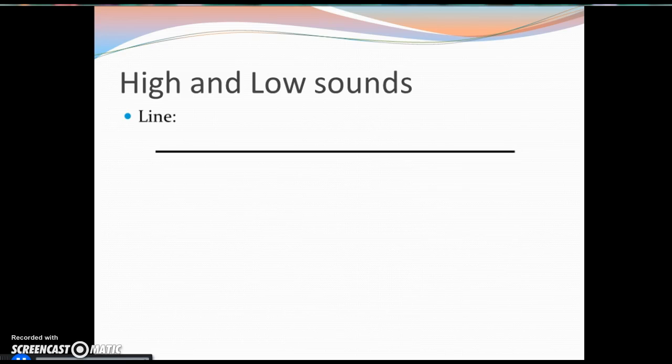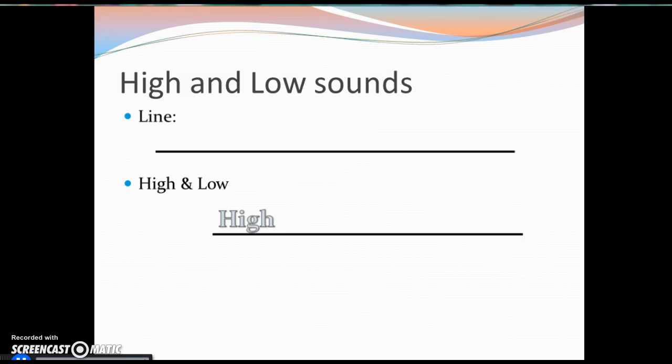So when we look at high and low sounds, we first started with a line. That line in music tells us that we have something that can go above and below it. Once we understood that, we took this line and put high sounds above the line and low sounds below the line. And as we moved further through the units, we discovered that we have two specific note names, G and E. We have labeled G as our high sound in music and E as our low sound.